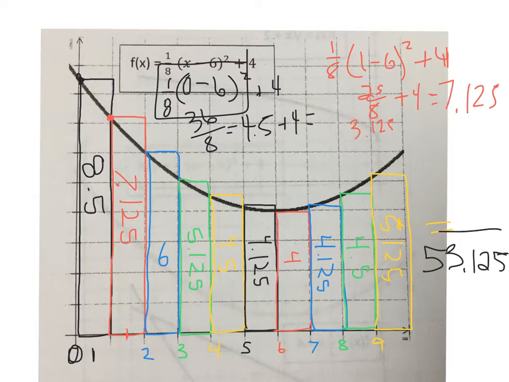which is probably going to be a pretty decent estimation because all the ones on the left-hand side are overestimations and all the ones on the right-hand side are underestimations. But because the yellow one here only matches up with the green one over there, all of these ones are going to be overestimations. So 53.125 is probably an overestimation.